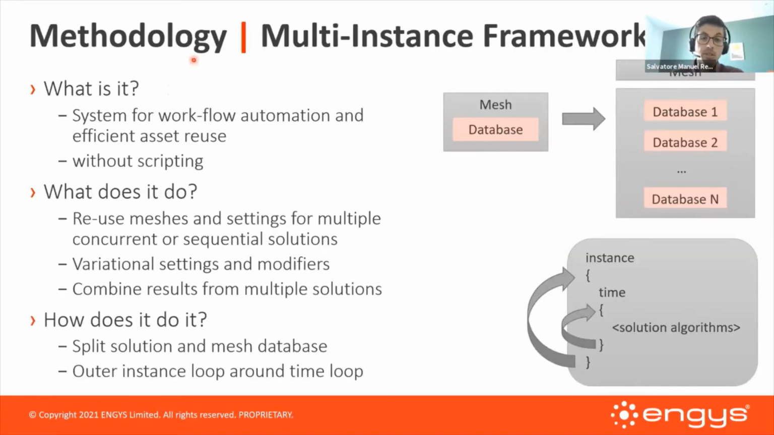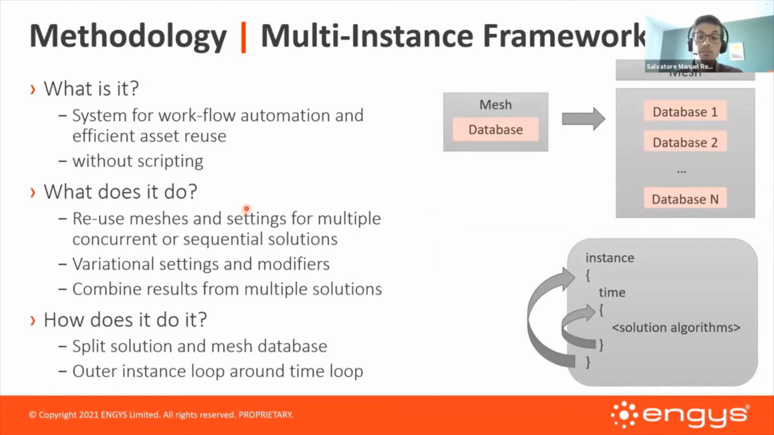How do we do this? The Engis recipe consists of two key ingredients. The first ingredient is a multi-instance framework, which is mainly used to simplify and streamline the workflow. What is it? It's a system for workflow automation and efficient asset reuse. It allows running design of experiments analysis, such as geometry and boundary conditions variations, without the need for external scripting.